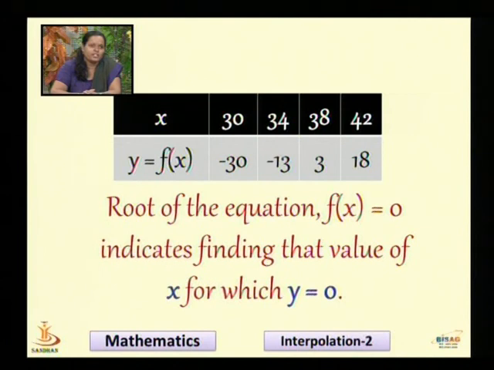First, let us understand what we mean by the root of the function f of x equal to 0. Finding a root of this equation means to find the value of x for which y is 0. So, we are already given that the y value is 0, and corresponding to that y value 0, we have to find the corresponding value of x. Hence, this is an example where we are using inverse interpolation.